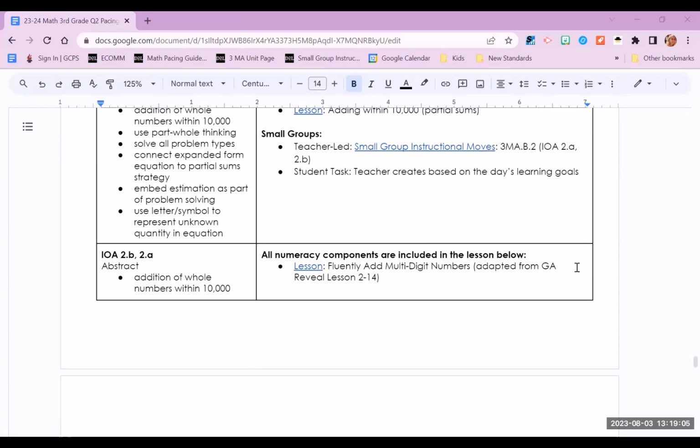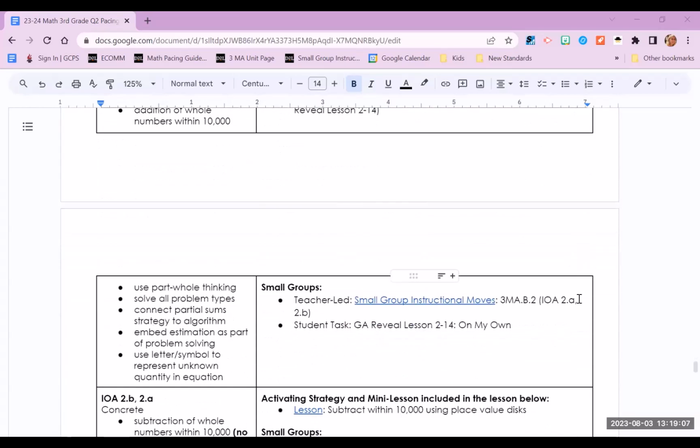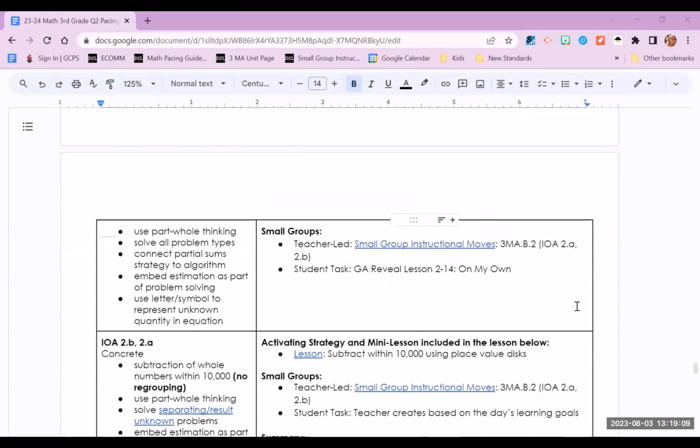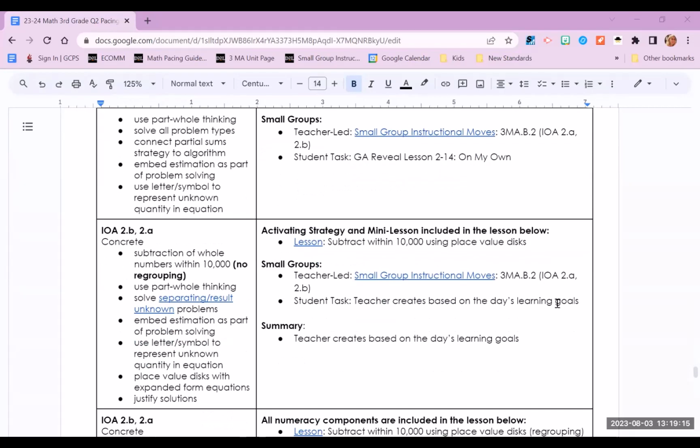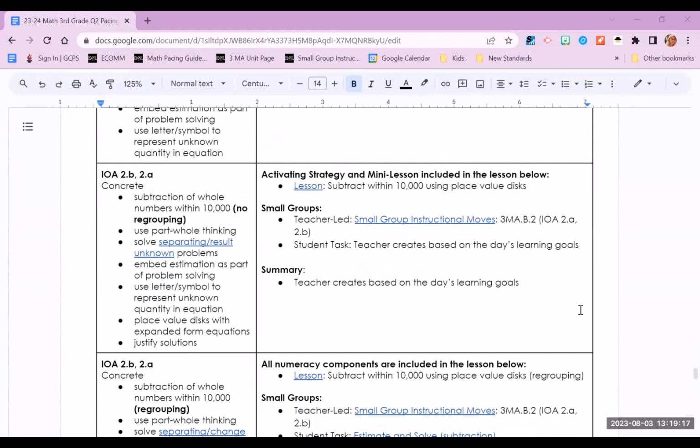It is important to connect the expanded form to partial sums and then partial sums to the use of the standard algorithm. Also note that students do not have to be successful in using every addition strategy. We encourage, as does the state, for students to choose the strategy that is most efficient and effective for them.